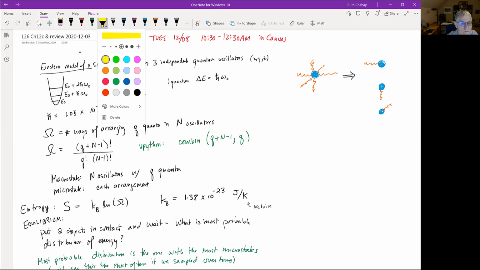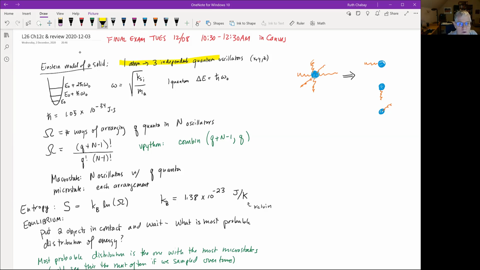is modeled as three independent quantum oscillators. So an atom in our 3D model of a solid has bonds in the X, Y, and Z directions. And so it can oscillate in X, Y, or Z. And our model simplifies it to three independent oscillators that don't affect each other and don't affect neighboring atoms, corresponding to these three, what are called degrees of freedom, basically. So oscillations in X, Y, and Z.